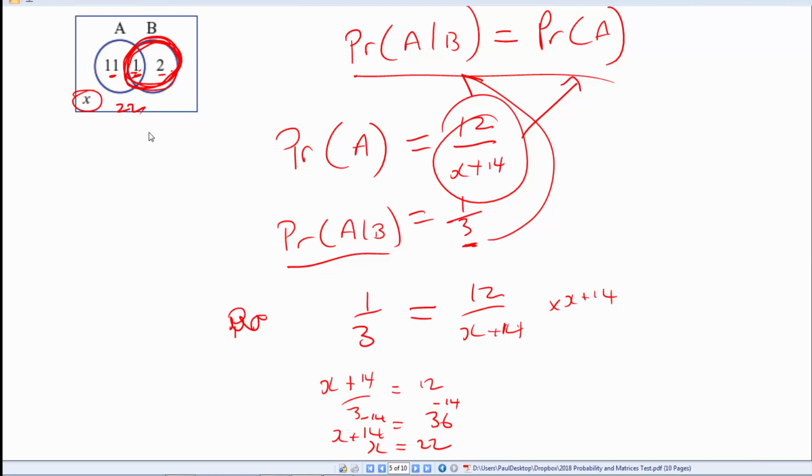And if you had time, which I know a lot of you didn't, you could check your answer very quickly by putting it into that, or the independent events check, which is probability of A times the probability of B equals probability of A given B.